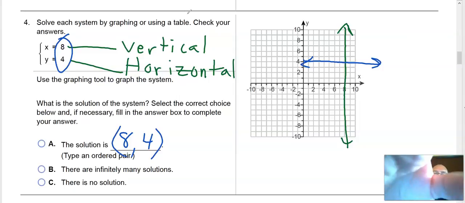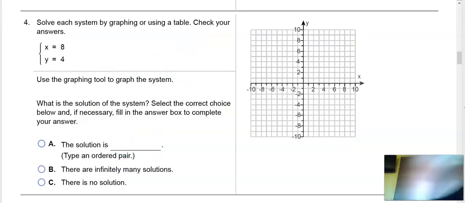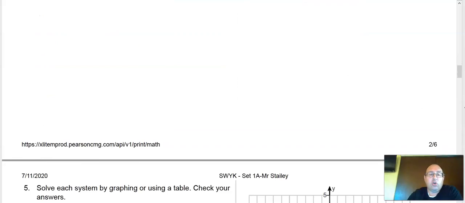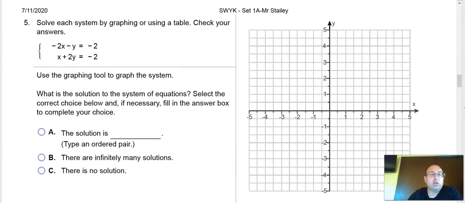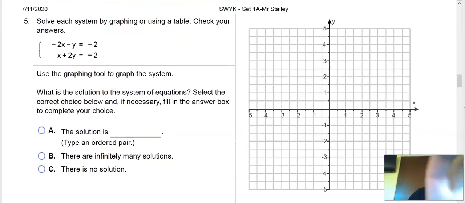But that's a real generic situation where you're dealing with vertical and horizontal lines. We could do vertical. The other kind of lines are called oblique lines. Question 5, and I believe this is the last one for our section here. Question 5. Solve each system by graphing or using a table.